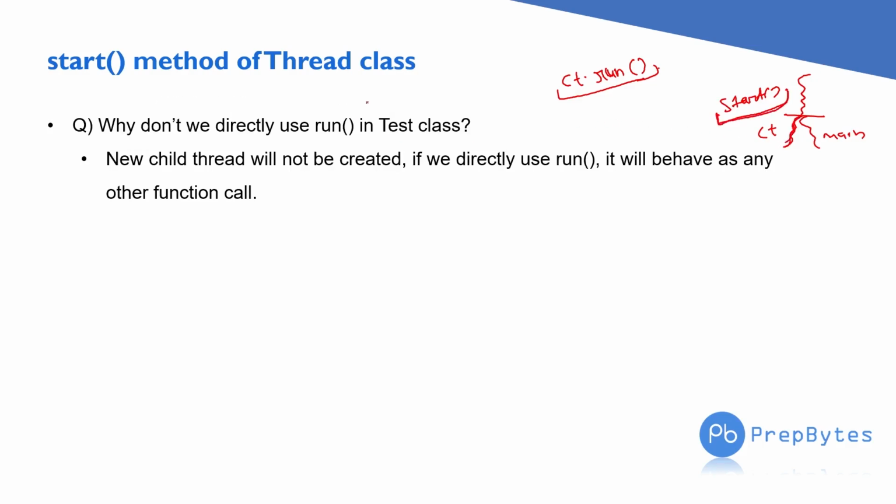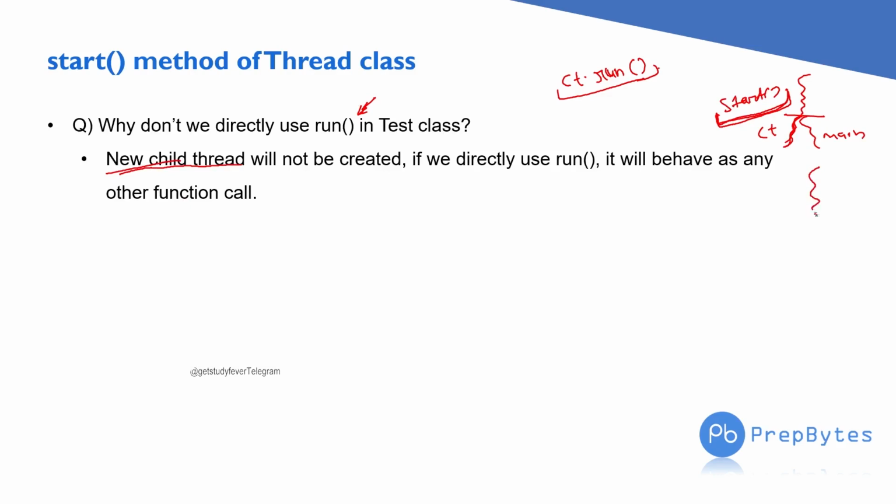If I directly call the run method, a new child thread will not be created. It is the functionality of the start method to actually create a new thread and then call the run method. But if I directly call the run method, a new child thread will not be created. Am I clear? So what will happen?